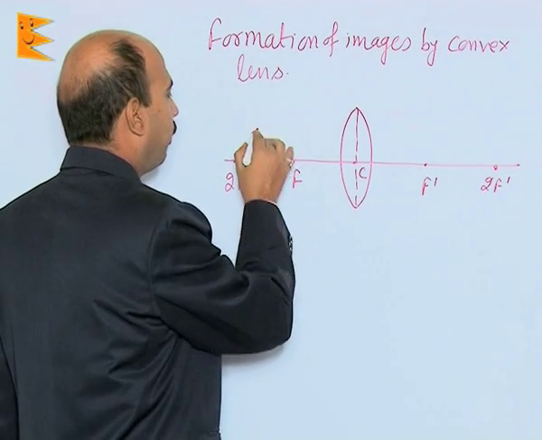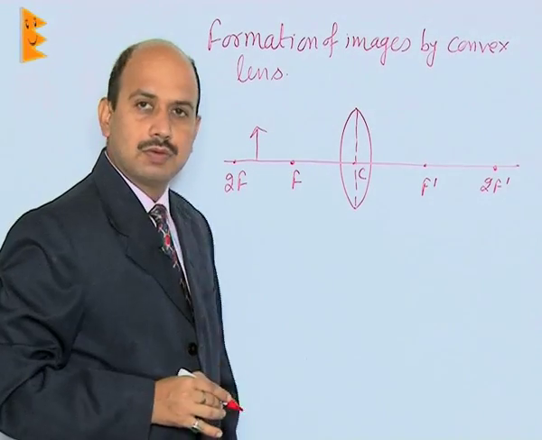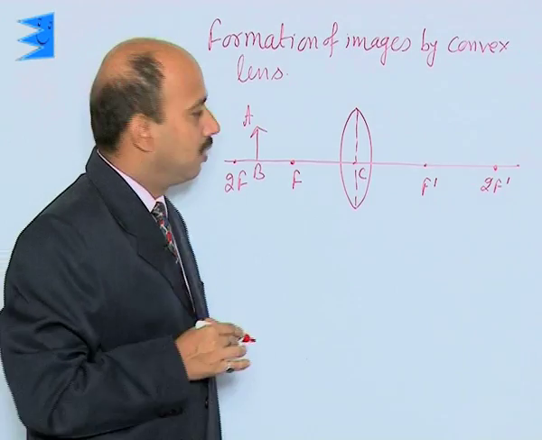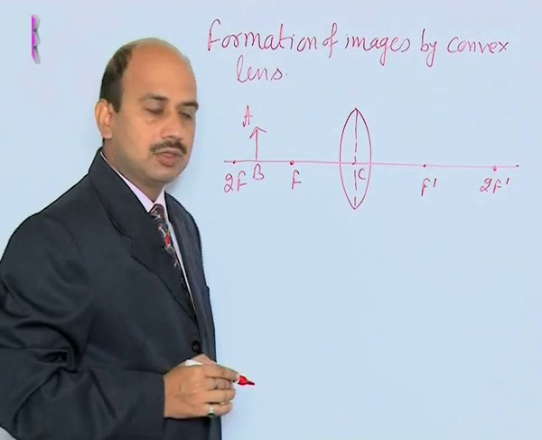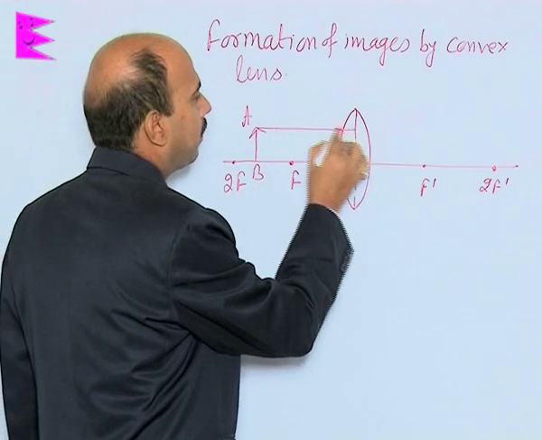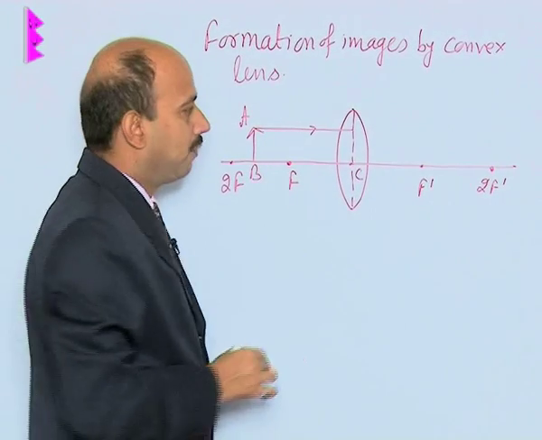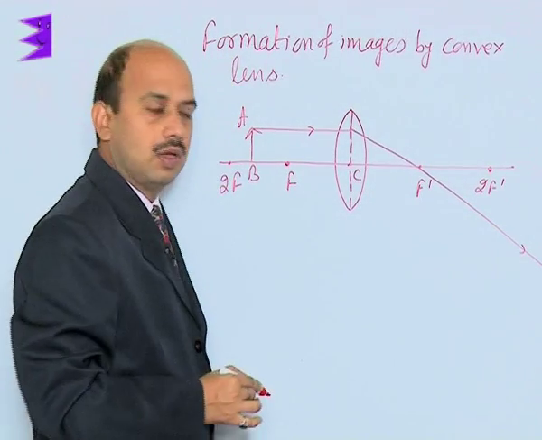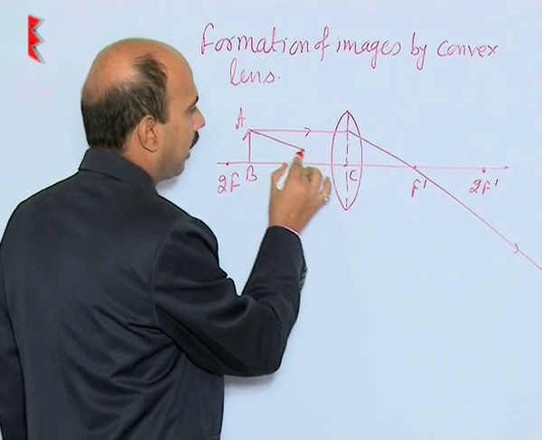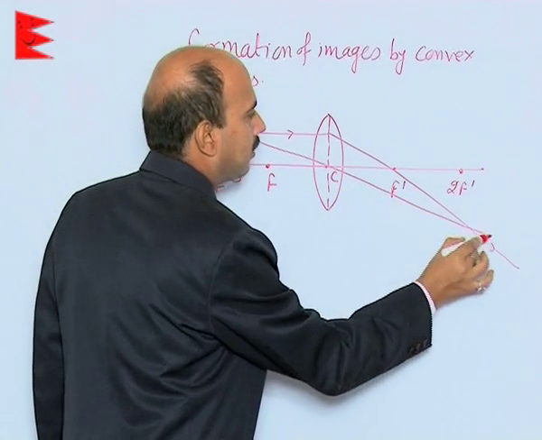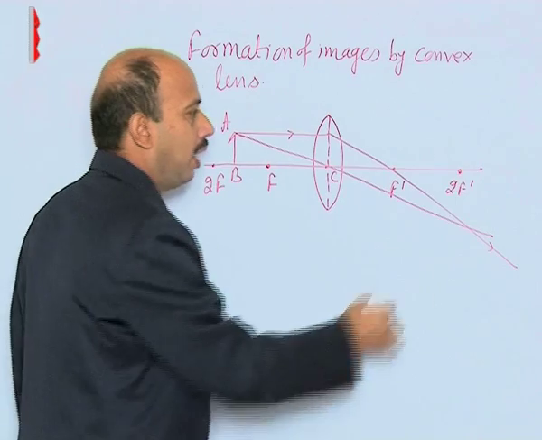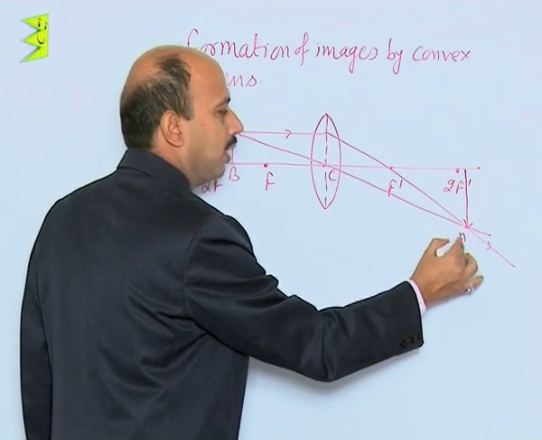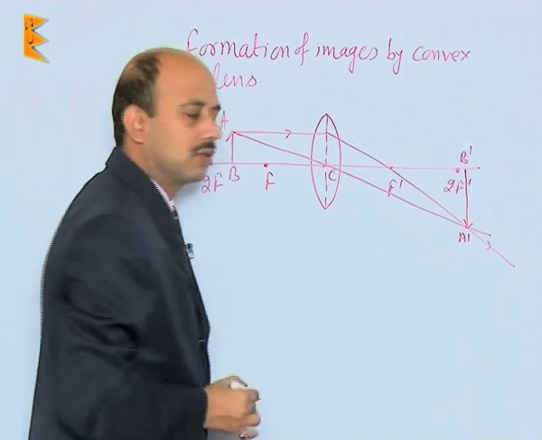Suppose the object is placed somewhere here between f and 2f. This object is AB. At least 2 rays are required from the top of the object to get the image. Suppose you take one ray which is parallel to the principal axis. After refraction it passes through the focus. Another ray we take like this, which is passing through the optical center, and now these two rays are meeting at this point. So, the image is obtained over here. This is A dash and B dash.